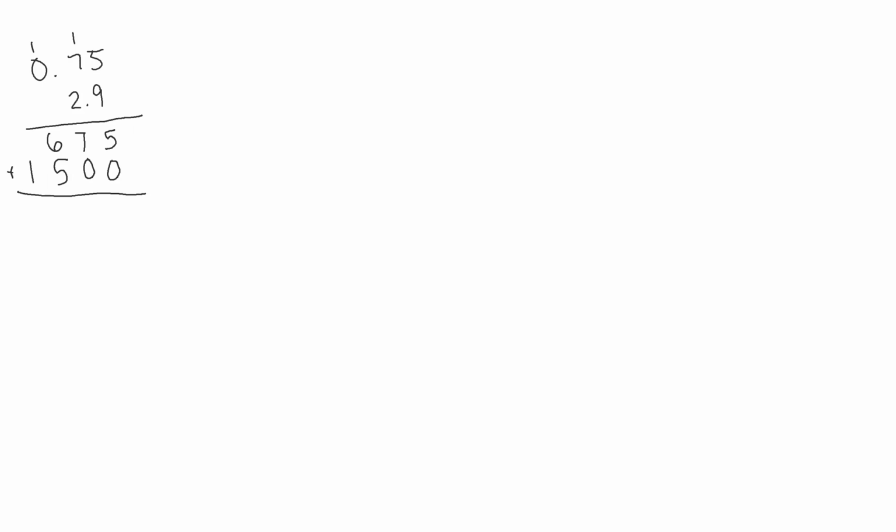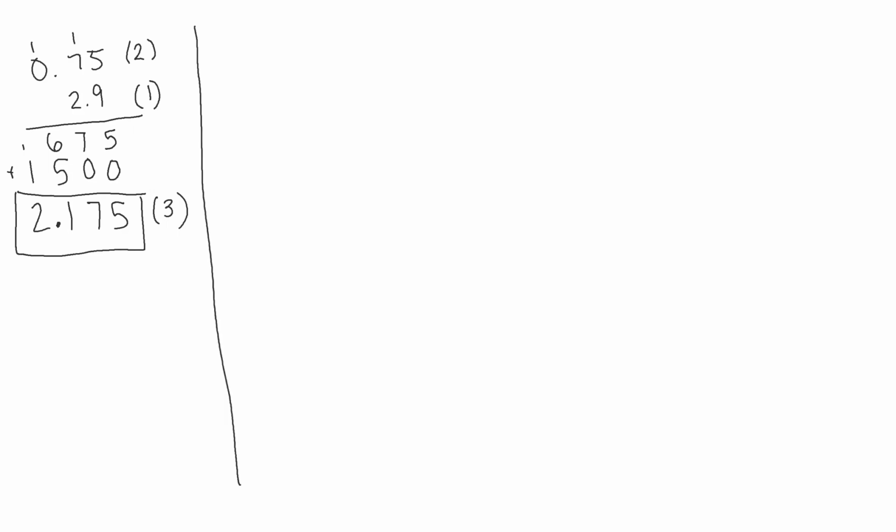I add 5 and 0 is 5. 7 and 0 is 7. 6 and 5 is 11. So I keep a 1. I carry a 1. 1 plus 1 is 2. And now I've got to figure out how many decimal places. Well, I have 2 decimal places in my first factor, 1 decimal place in my second factor. That means I need a total of 3 decimal places in my product. So I put the decimal between 2 and 1, and there you have it.